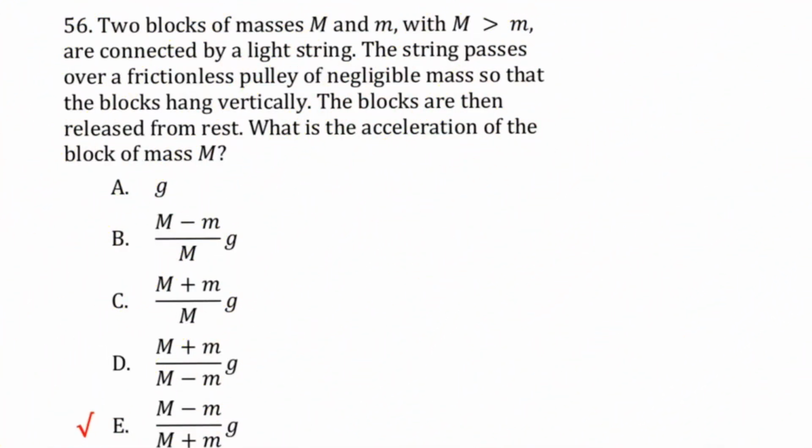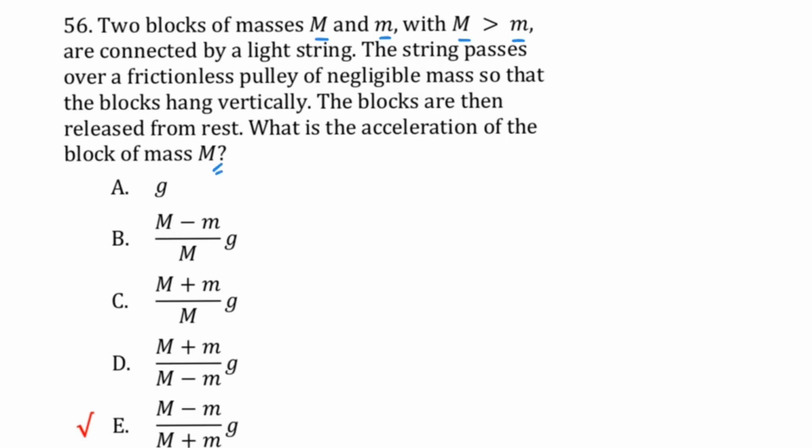Two blocks of masses M and m, with the capital M greater than the small m, are connected by a light string. The string passes over a frictionless pulley of negligible mass so that the blocks hang vertically. The blocks are then released from rest. What is the acceleration of the mass capital M?